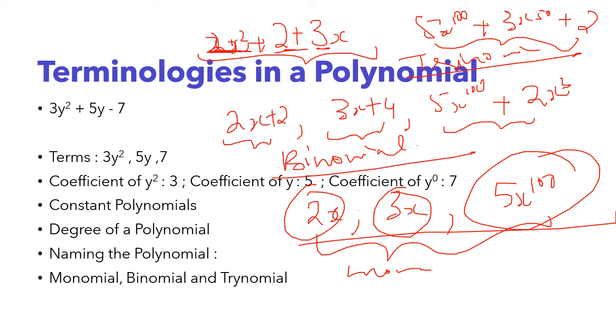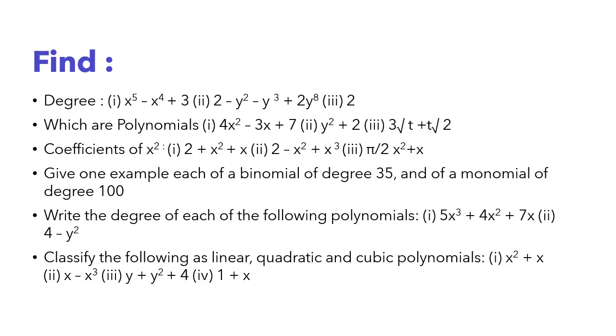Let's move towards the next part, which is basically some of the exercise in your NCERT textbook. Let's start with some of the NCERT questions, and let's do it very quickly and wind up this session fast. So the first question is to find the degree of these polynomials. Degree means the largest power the variable in that polynomial is raised to. Now in this first part, x to the power 5 minus x to the power 4 plus 3, the largest power is 5. So the degree is 5.